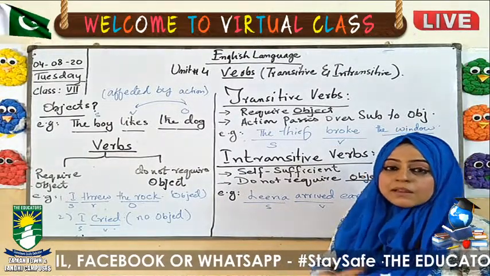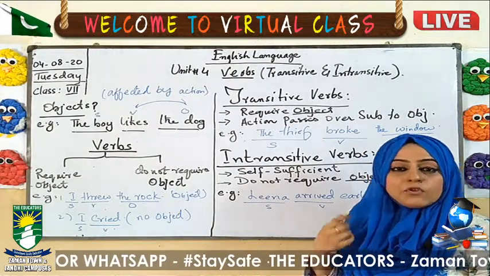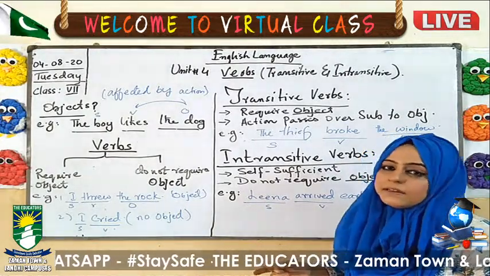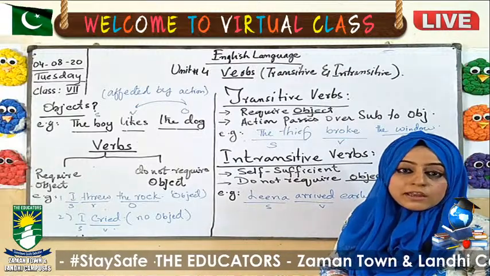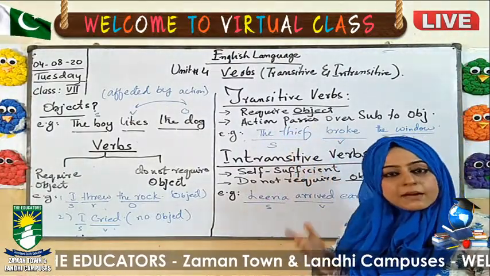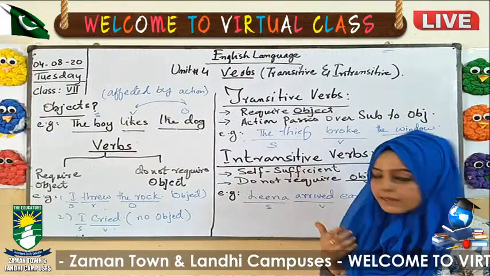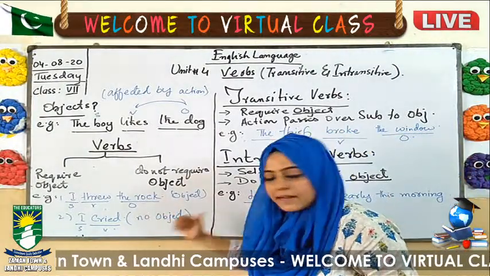If the object is not there in a sentence, and you are asked whether it is transitive, no, it will not be. Because this is the mandatory condition of a transitive verb, that there must be an object to give the transitive verb sense. Clear? Now we have the second example.